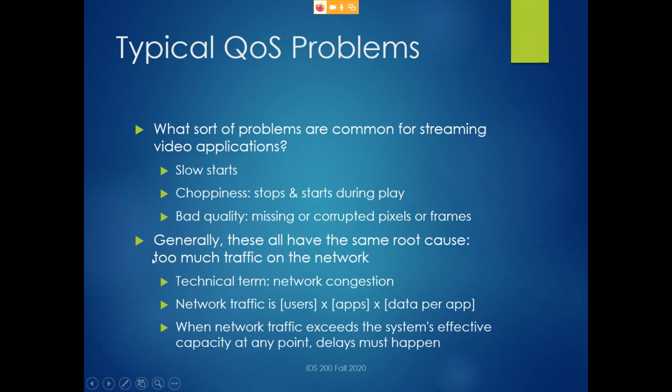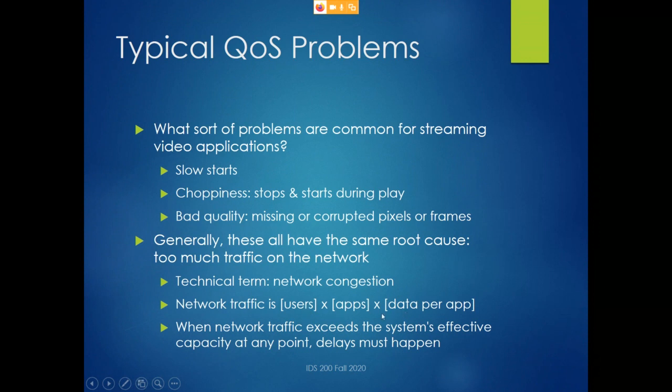Now, most of these problems have the same root cause, which is too much traffic on the network. The technical term for that is network congestion, right? If there are too many users running too many applications trying to send too much data through the network, it's analogous to a road with too many cars. Basically, first everybody has to slow down, and eventually you get something like a traffic jam.